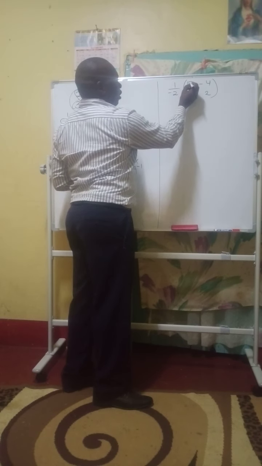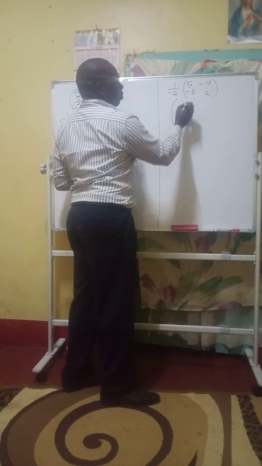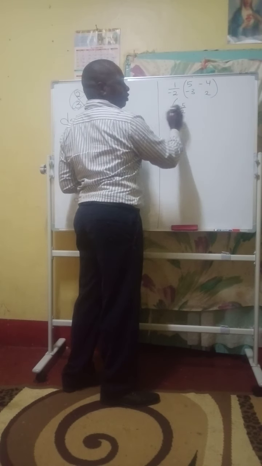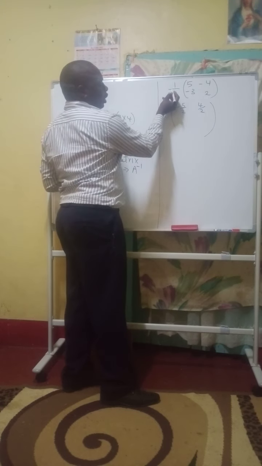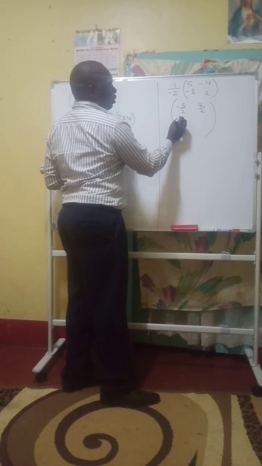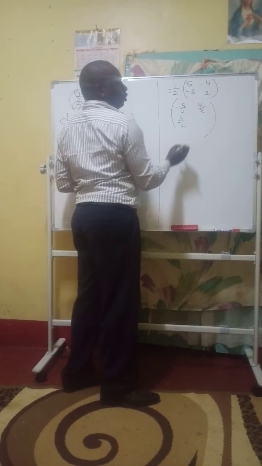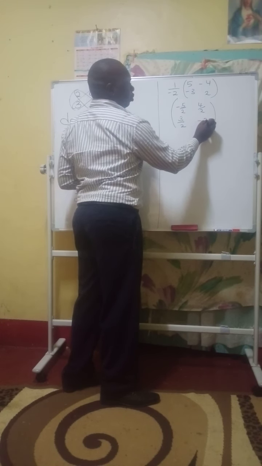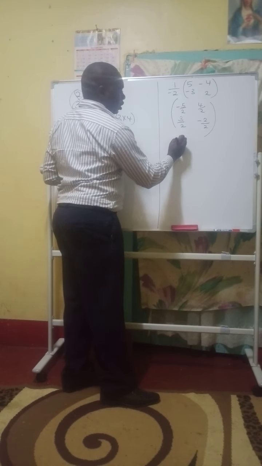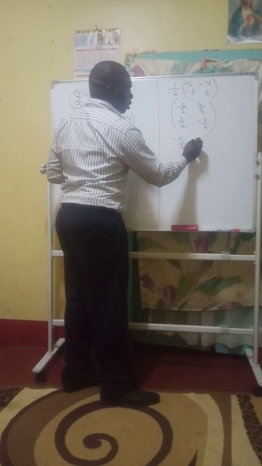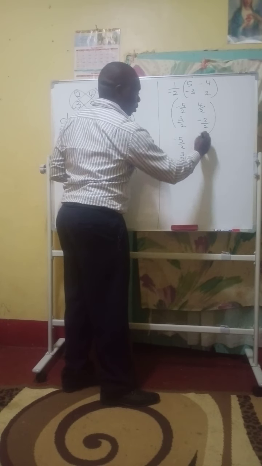So we multiply negative a half by 5 gives us negative 5 over 2. When we multiply negative 4 by negative a half gives us 4 over 2. When we multiply negative a half by negative 3 gives us positive 3 over 2. And when we multiply negative a half by 2 gives us negative 2 over 2. And we can simplify this part and say this is negative 5 over 2, this is 2, this is 3 over 2, and this is negative 1.